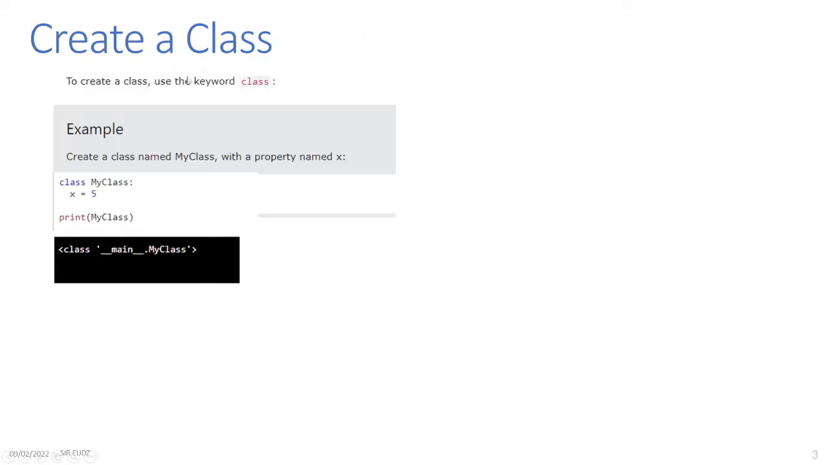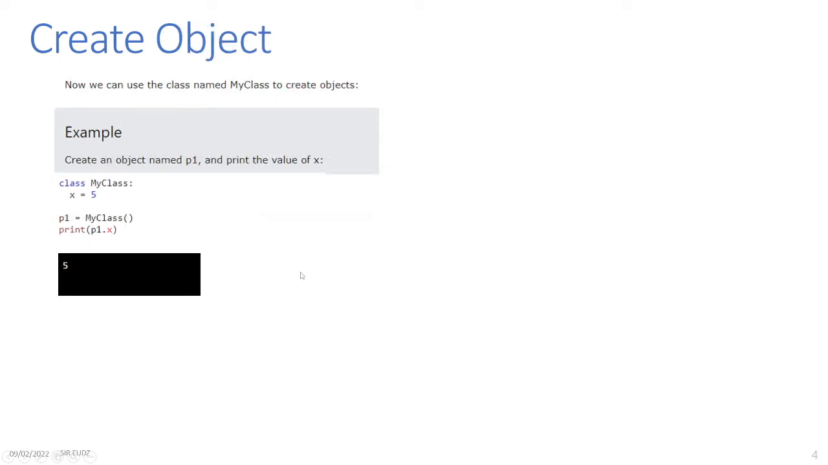How to create a class? To create a class, use the keyword class. For example, create a class named myClass with a property named x. So class myClass, and then x is equal to 5. If you print myClass, this will print class __main__.myClass. That means that it is an existing class.